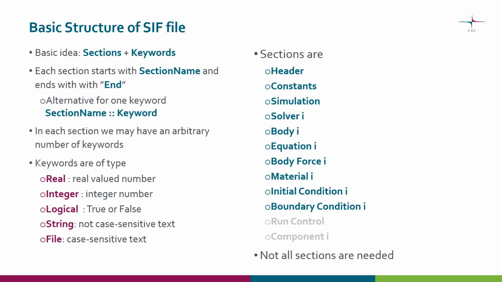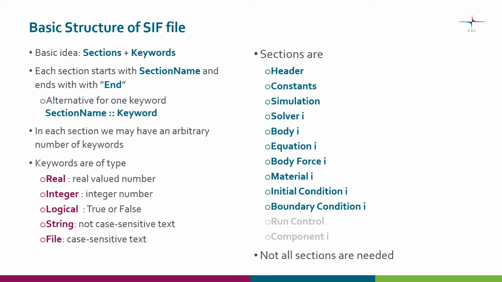The basic structure of the SIF file is as follows. We have sections and we have keywords. Each section starts with a section name and ends with end. There is also a shorter alternative form if there is just one keyword in a section. In each section we may have any number of keywords.